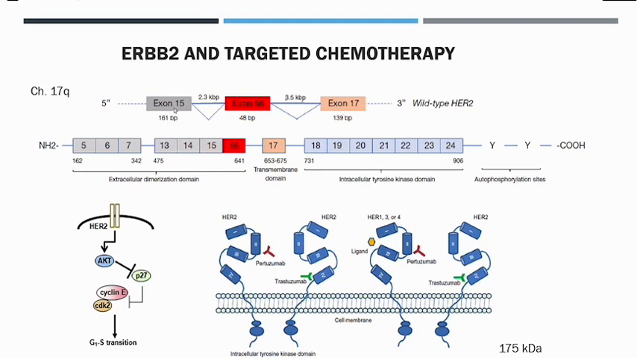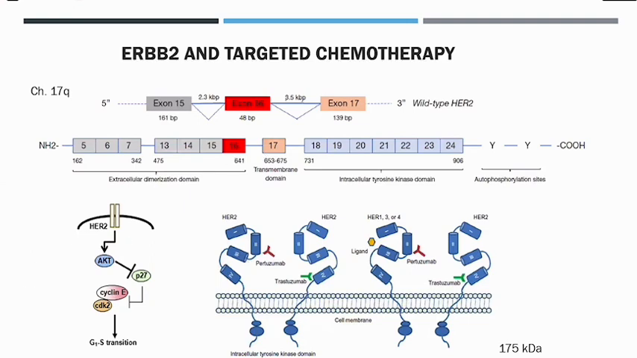This is the wild type HER2. Everything upstream to exon 16 codes for the extracellular domains, then exon 17 is the transmembrane domain, and everything downstream is the intracellular kinase domain, and there are autophosphorylation domains here. It's interesting that exon 16 is a juxtamembrane domain. We'll just keep that in mind.